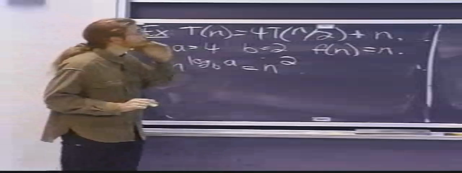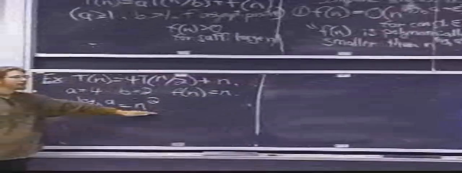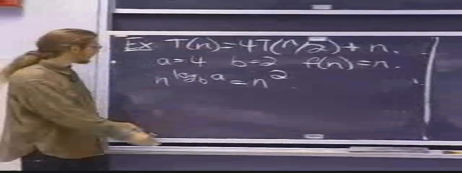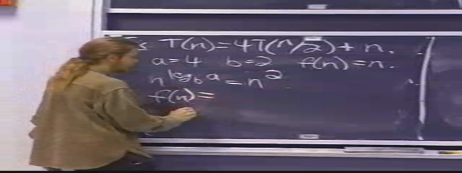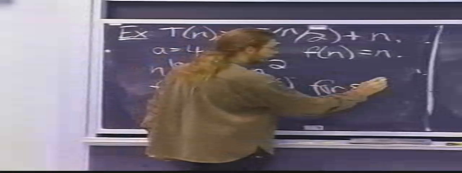Okay? So now, which case do we fall into? Okay, this is a little bit trickier question. 1, 2, or 3? Would you like door number 1, door number 2, or door number 3? 1. Right. Why is it in 1? Because f of n is smaller. F of n is linear. N to the log base b is quadratic. F of n is smaller by a polynomial amount. Just write it down explicitly once. F of n is n to the log base b of a minus epsilon. And here epsilon is 1. And epsilon has to be greater than 0, so we're doing good. Okay, so that means we're in case 1.